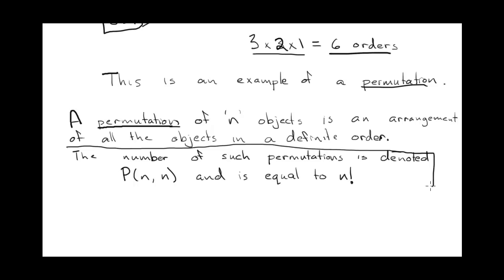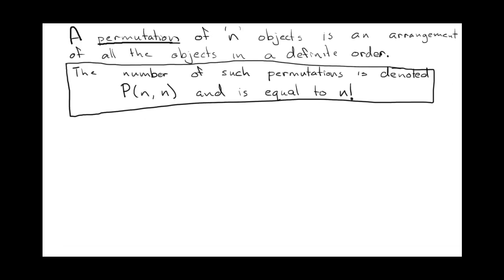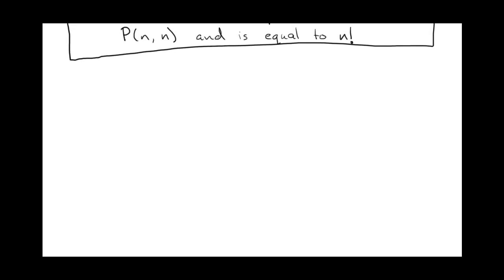So the number of permutations of n objects is denoted P(n, n) and is equal to n factorial. So we saw up here in this example when we had 3 objects, the number of permutations was just equal to 3 times 2 times 1, which was 6. So we had 6 permutations of the 3 objects, the 3 people running the race. So let's do another example.